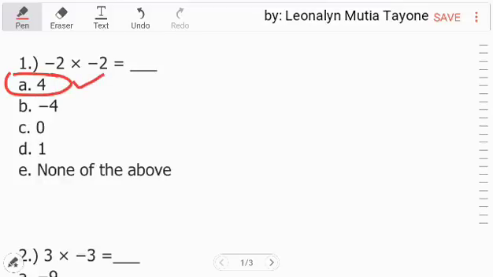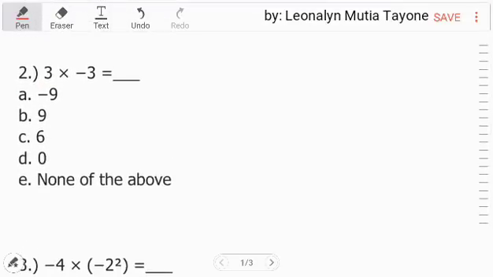Letter A. Next, 3 times negative 3. When the signs are not the same, positive times negative, our answer must be negative. So this is negative 9. Letter A.